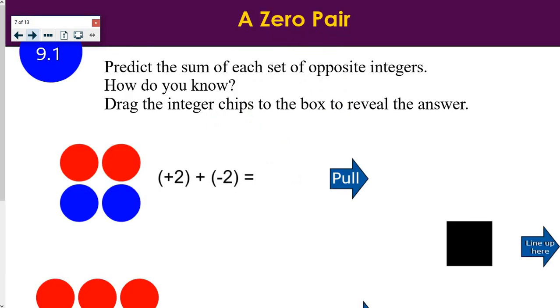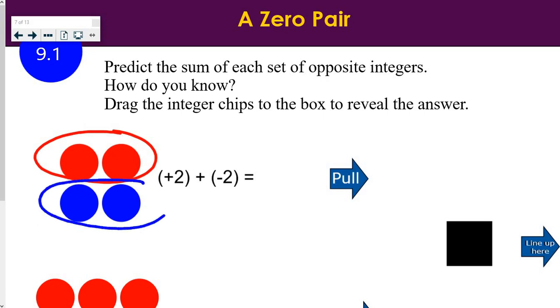So let's predict the sum of each set of opposite integers. How do you know? Drag the integer chips off the body to reveal the answer. So +2 plus -2. When we have +2, that's represented right here. -2 is right here. And when we add them together, +1 and -1, that's a 0. And +1 and -1, that's a 0. So this must equal 0.